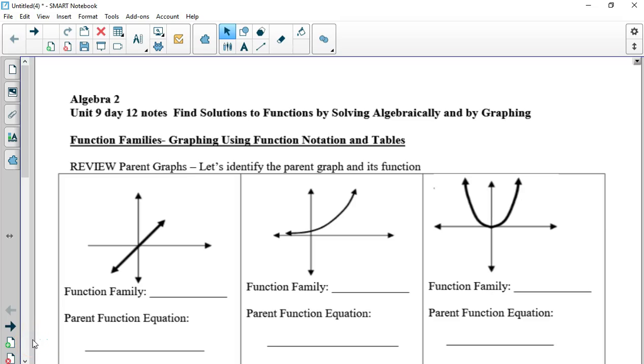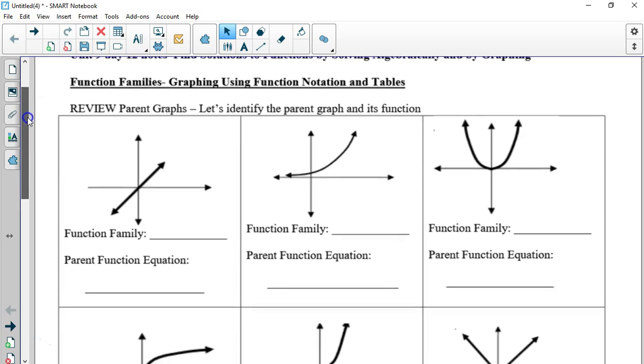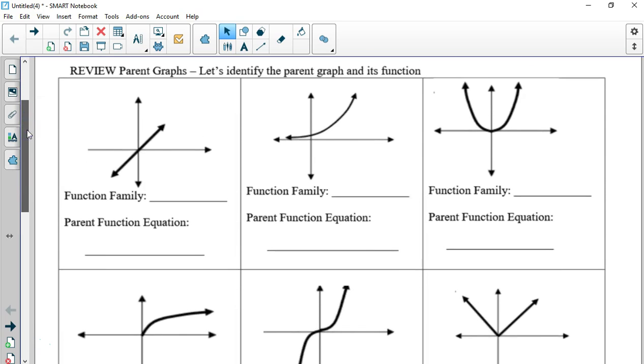Here we are, the final lesson of the semester. And this should say day 11 notes. Sorry, should be corrected. Day 11 notes. First, we're going to review function families. So it's been a while since we talked about this.